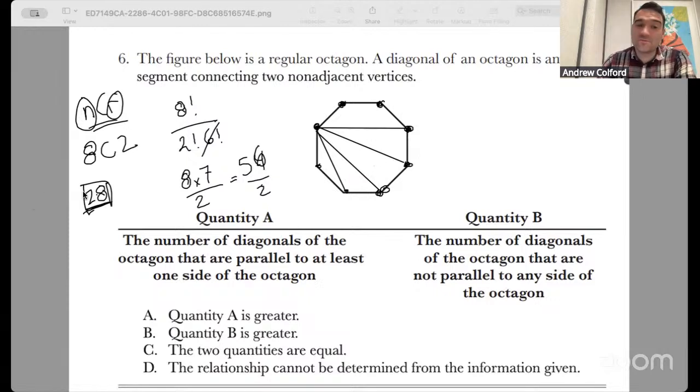However, some of those connections don't count, right? We're not counting that, we're not counting that, we're not counting that. So we then have to subtract out 8 of these handshakes, meaning that, right?